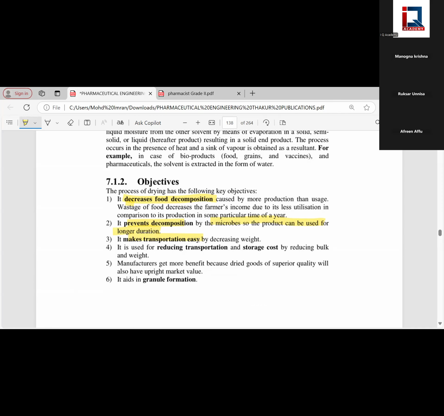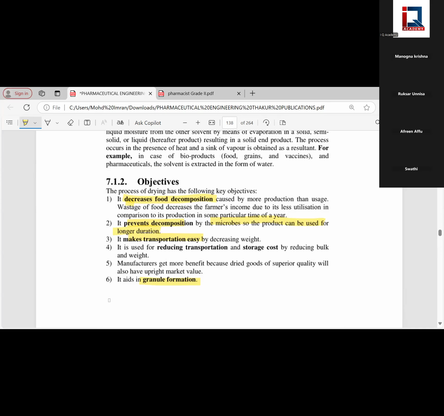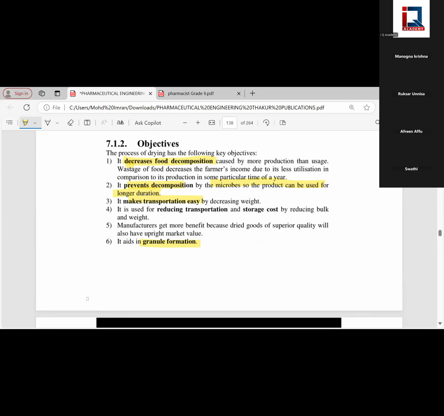During granulation and tableting also, these dried products are important. Storage cost can be reduced, and many other uses are there in the objectives of drying. One thing you should remember is that stability increases because of drying, mainly by overcoming microbial contamination.